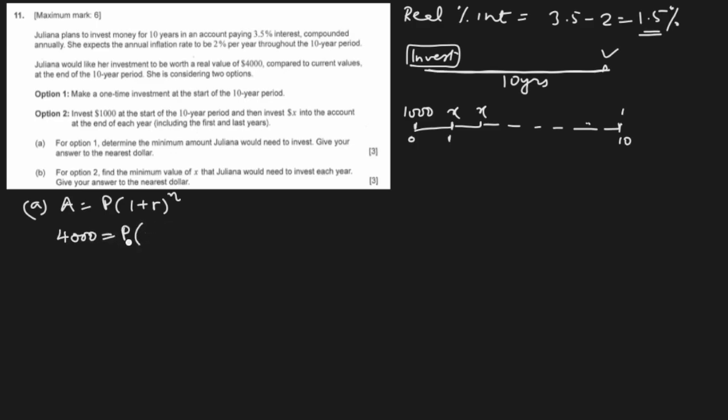Principal, what we need to invest. 1 plus r in decimals will be 0.015, because 1.5% is the effective interest. So we'll convert it to decimal, to the power 10 years we want. Divide both sides by the same thing: 1 plus r is 1.015 to the power 10. So this whole thing cancels, and we are left with principal equal to 4,000 divided by 1.015 to the power 10. Let me use my calculator.